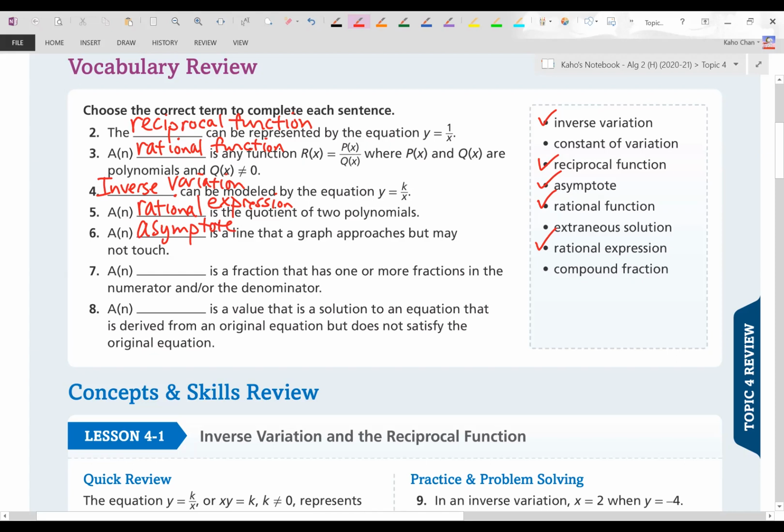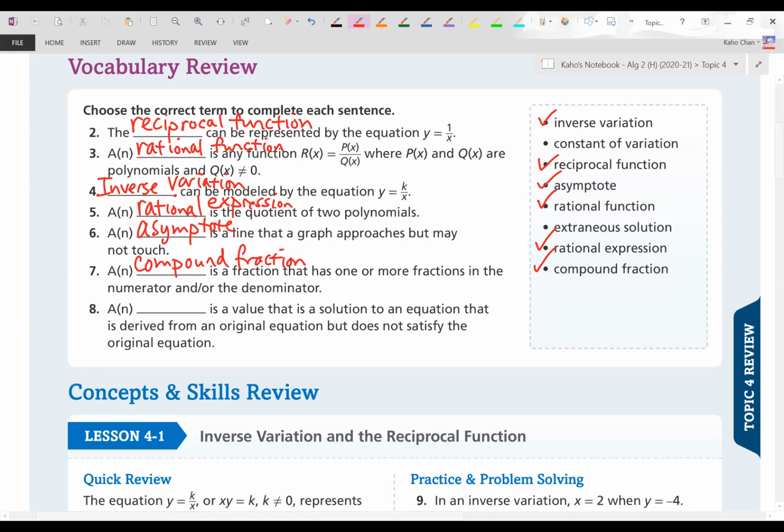Number 7, a blank is a fraction that has one or more fractions in the numerator and or the denominator. That is called a compound fraction. Think of it as like a very complicated BLT sandwich. Otherwise known as a club sandwich, right? With 3-4 layers of bread.